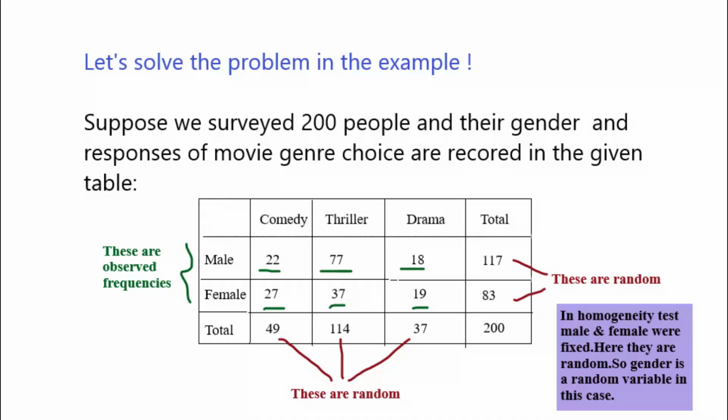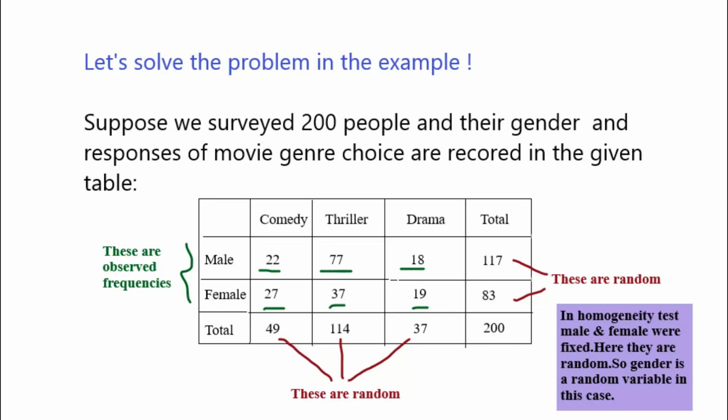Let's solve the problem in the example. Suppose we surveyed 200 people and their gender and responses of movie genre choice were recorded, as given in the table. This table is called the observed frequency table.